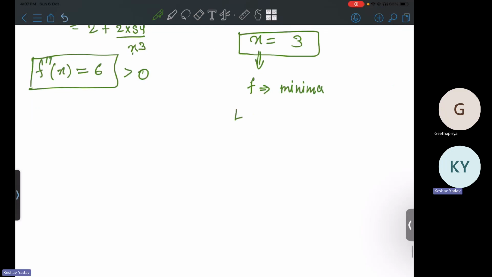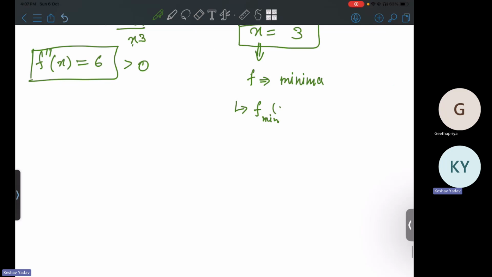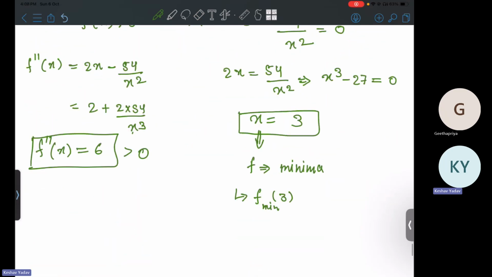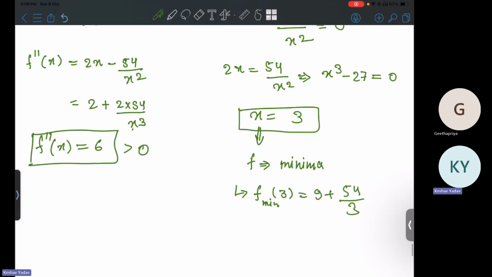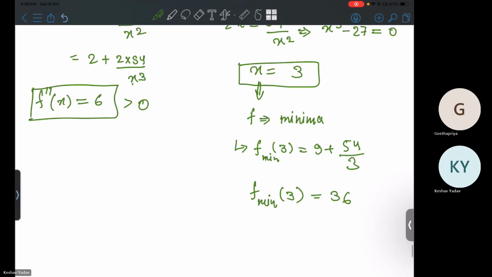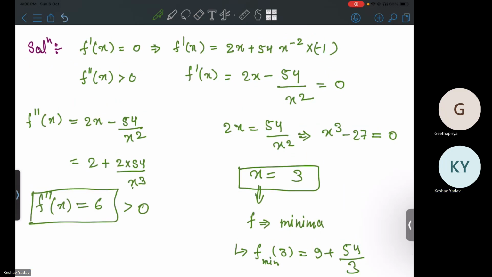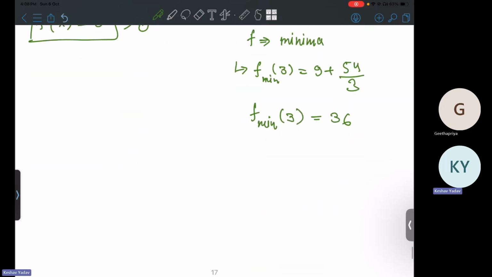If it is having a minima here, let me find the minimum value. Now you put it there, so it will be 9 plus 54 divided by 3, which is 18, that will be equal to 27. Clear? If I am doing any calculation mistake, please let me know.